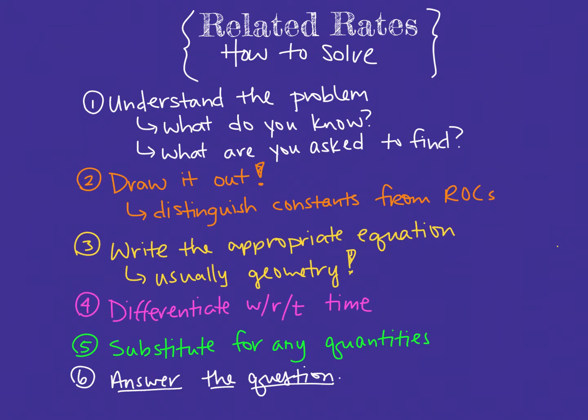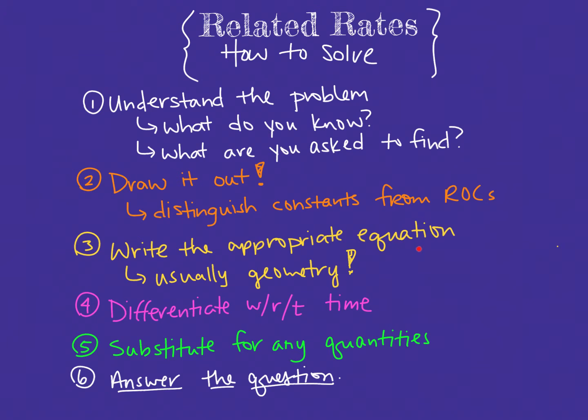Revisiting this page, did we understand the balloon problem? Yes, we read through it, figured out what we knew and what we were being asked to find, dh dt. We drew it out, kind of 1 and 2 went together. We definitely distinguished the constant of 500, which didn't change ever, from the rates of change, how the angle was changing at that exact time. So we saw that we couldn't plug those in at the start because those were actually variables. We only knew something at that one moment.